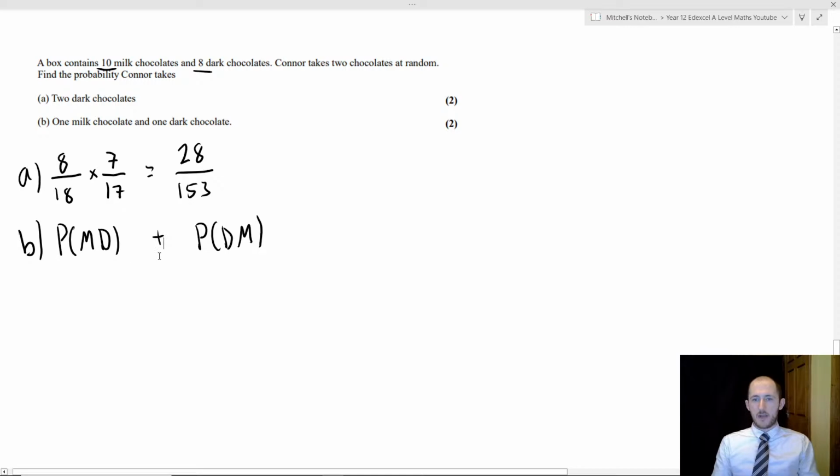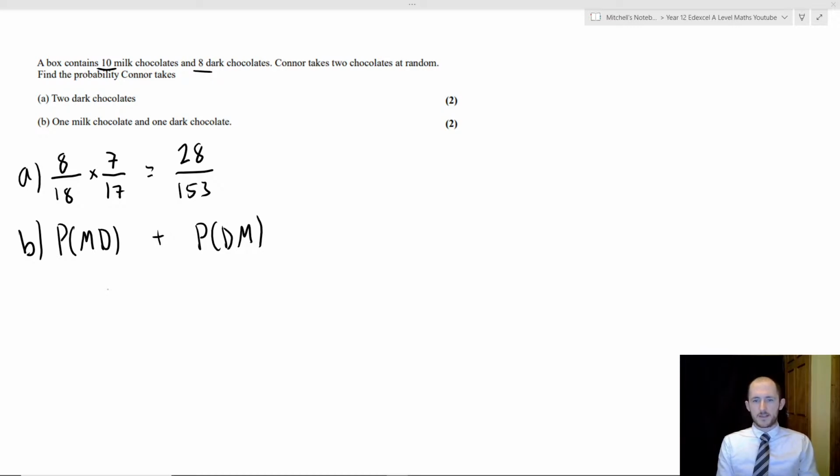But you have to count all combinations, right? So if this was, he takes 3 chocolates, what's the probability he gets 1 milk chocolate? Then it's milk, dark, dark, dark, milk, dark, dark, dark, milk, right? So there'd be 3 outcomes. 3 outcomes that lead to the same kind of end result.